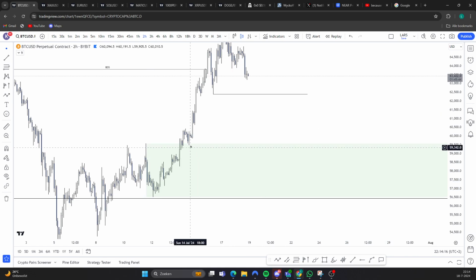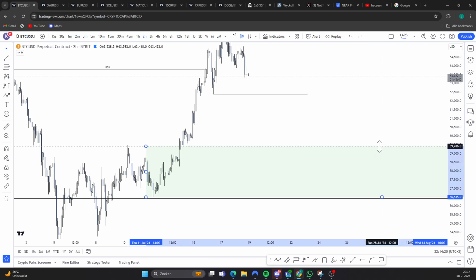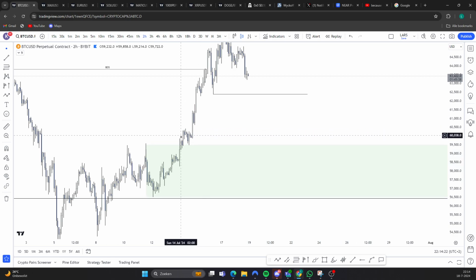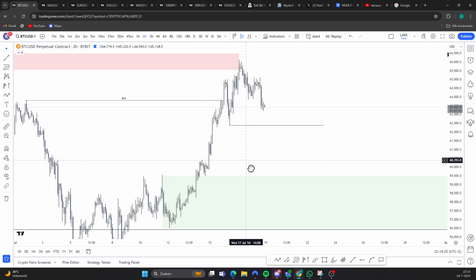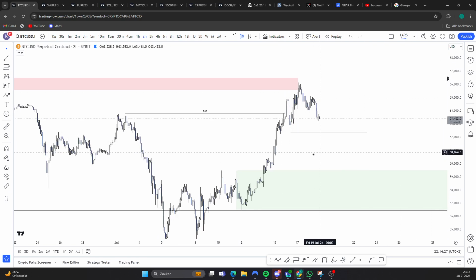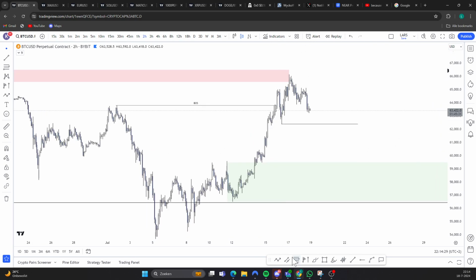It actually got mitigated ever so slightly here, but that doesn't matter. We can pull it more down, and we still have some unmitigated demand. And even this little zone right here is also demand. But this is the first sign of local weakness, is breaking that 2-hour structure.